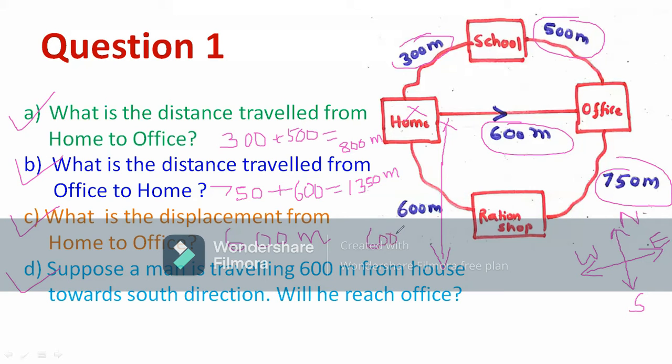600 meters. He is traveling another 600 meters, but he may not reach the office. He is going somewhere else. So we cannot predict. But if he travels towards the direction of east at 600 meters, definitely he will reach the office. But here it is highly impossible. So what is the answer? No, he won't reach the office.